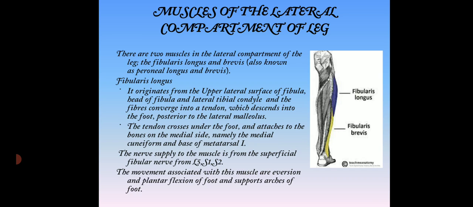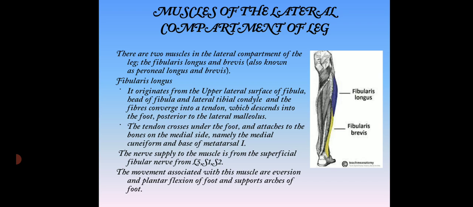First, we are going to see the fibularis longus. The fibularis longus originates from the upper lateral surface of the fibula, head of the fibula, and lateral tibial condyle, and the fibers converge into a tendon which descends into the foot posterior to the lateral malleolus. Then, the tendon crosses under the foot and attaches to the bones on the medial side, namely the medial cuneiform and base of the first metatarsal.